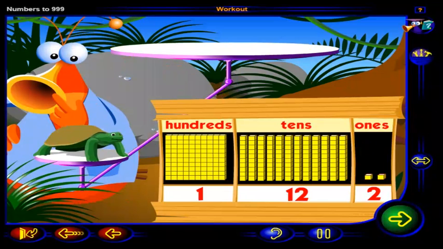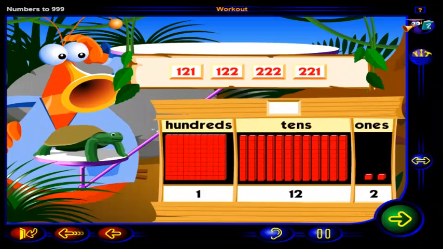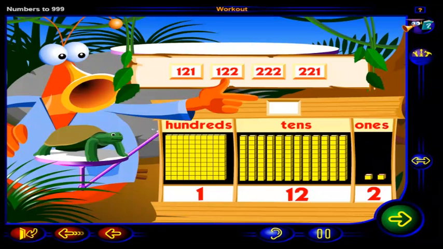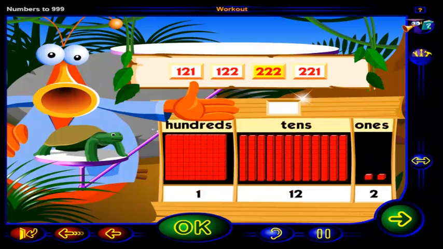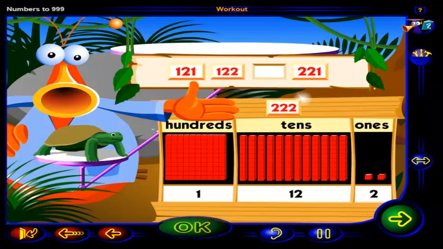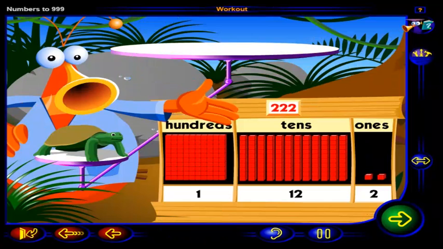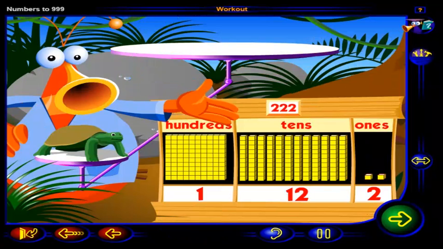What number is that? What number is 100, 12 tens, and 2 ones? Drag a number here, then click OK. That's it. The number 222 is 100, 12 tens, and 2 ones.